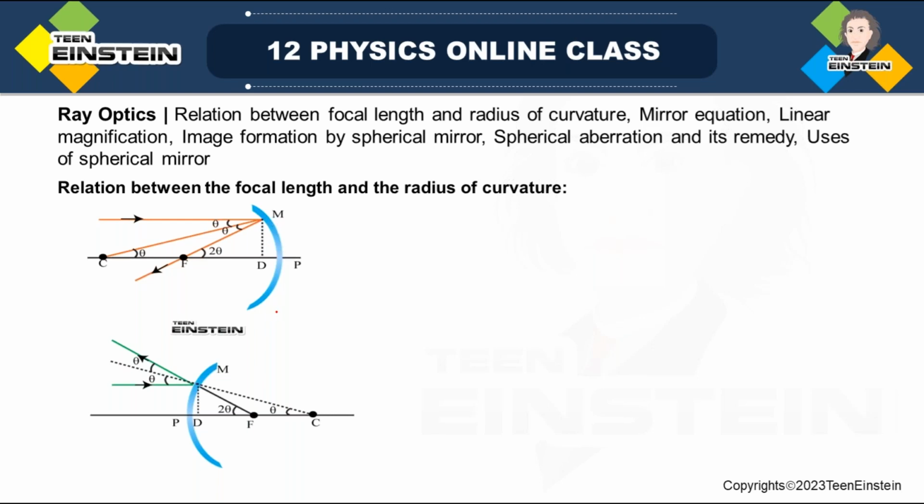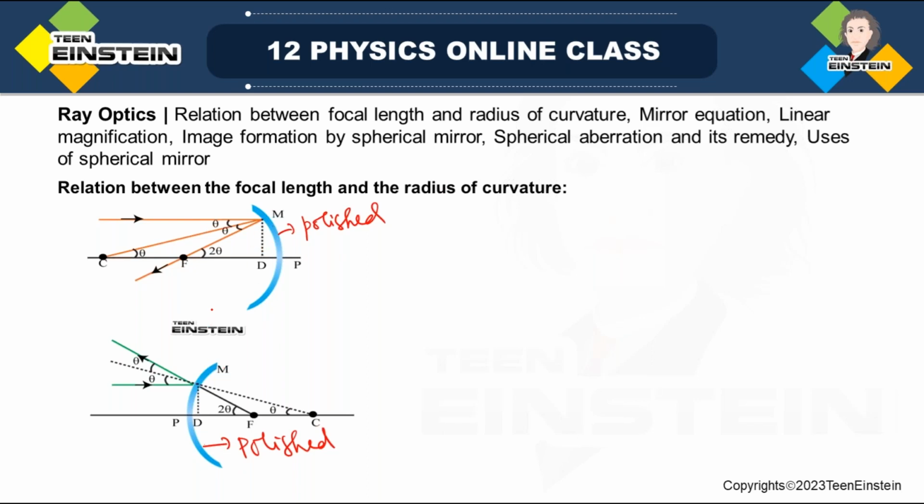See, this is a concave mirror, so this side is actually polished. In case of the convex mirror, this side is polished, so this bulge side will be acting as the mirror. This is actually a convex mirror, and this is a concave mirror. As you see, the concave surface is acting as a mirror.